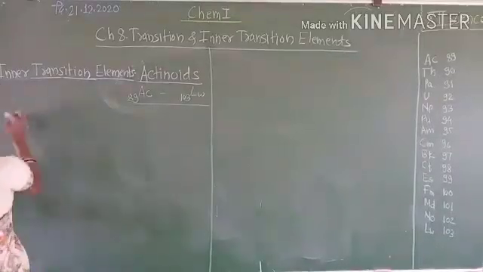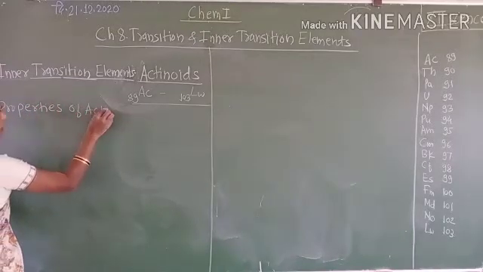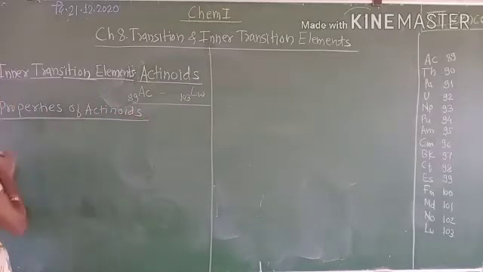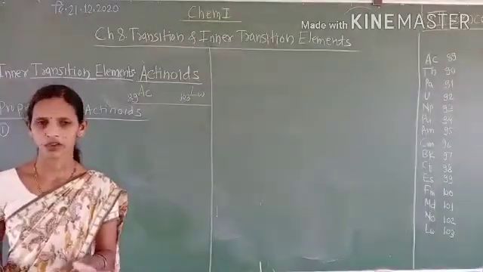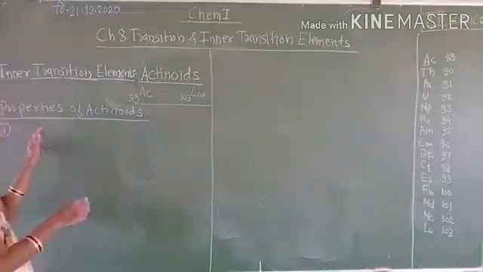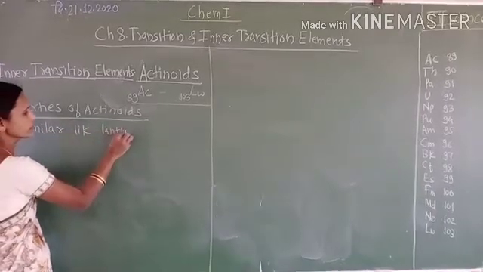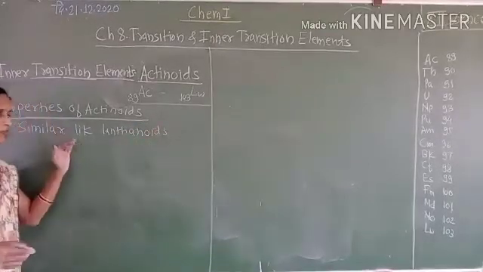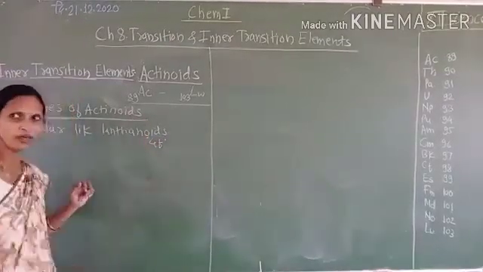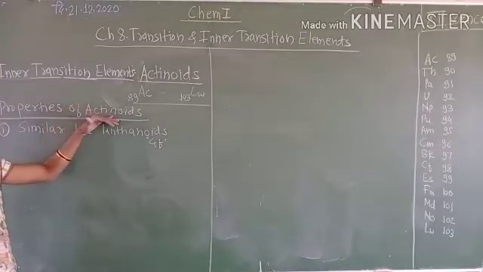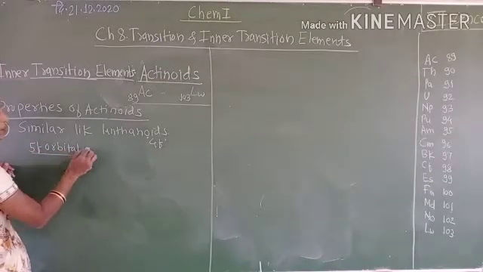That is, first, the properties of actinoids, the specific properties which are applicable to the actinoids. These are similar to the lanthanoids. These are also inner transition series elements. That means they are similar to lanthanoids. In lanthanoids the 4f orbitals are gradually or progressively filled up. Similarly, in actinoids the 5f orbitals are gradually or progressively filled up.